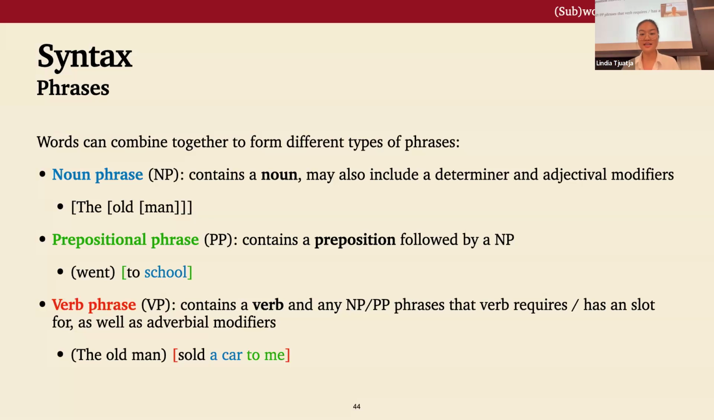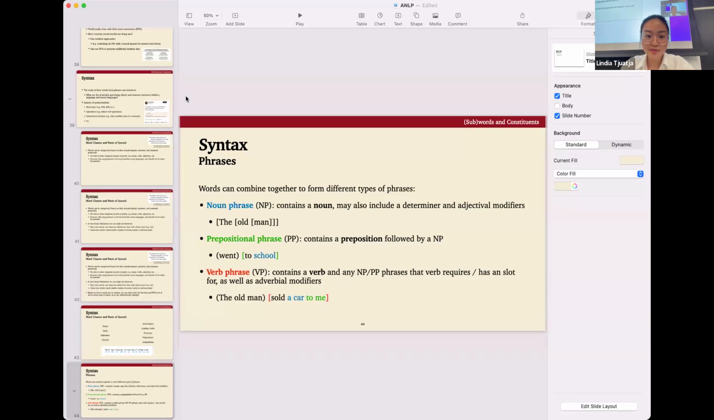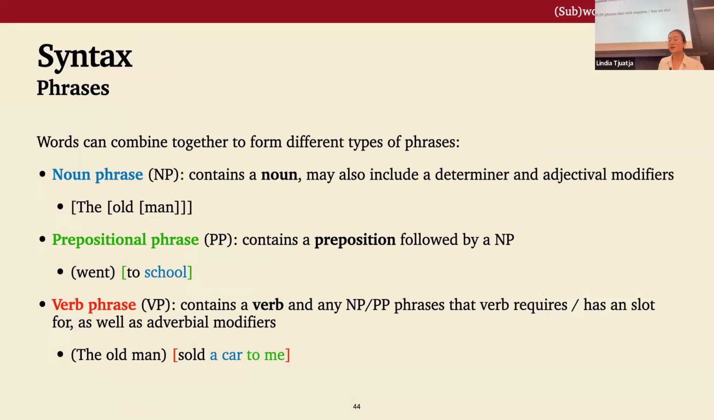A prepositional phrase has a preposition followed by a noun phrase. We can extend the rules to be more complicated, but here's a very simple example, like to school. And then verb phrases contain a verb and then any other noun phrase or prepositional phrase that the verb requires or has a slot for, as well as any other adverbial modifiers, like sold a car to me. Very simple.